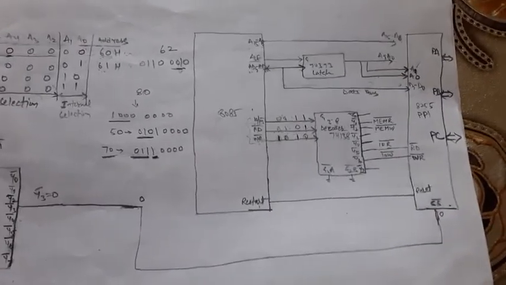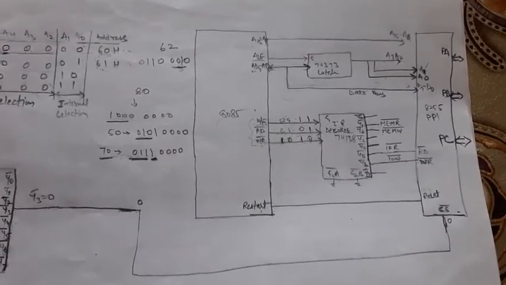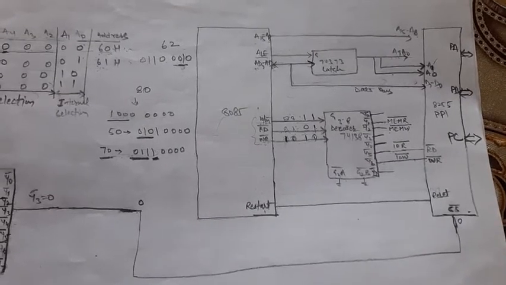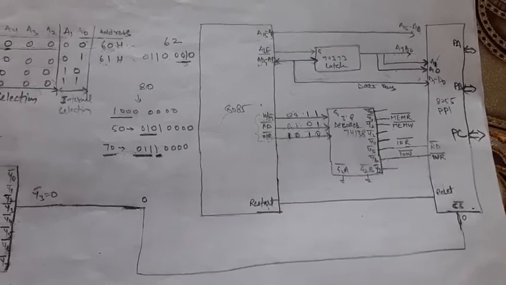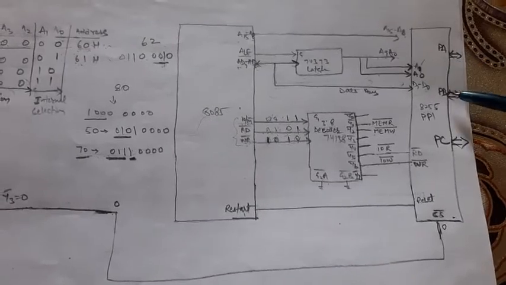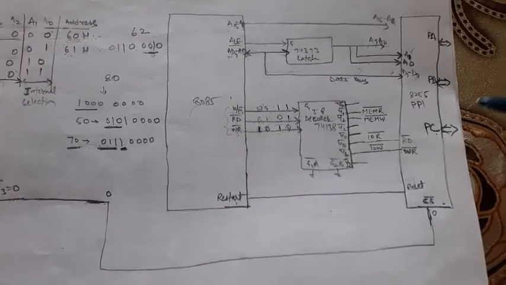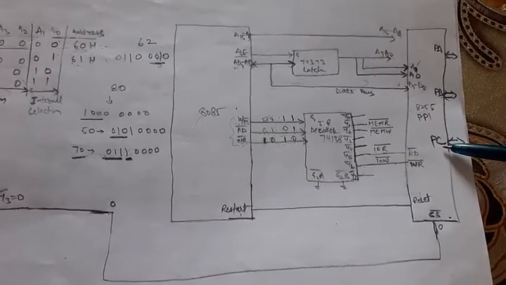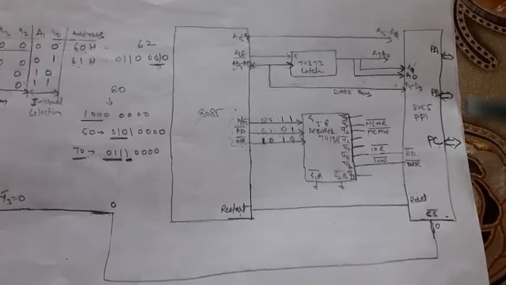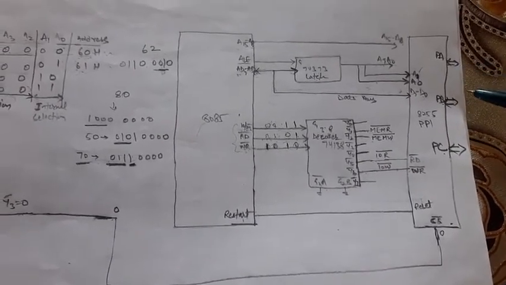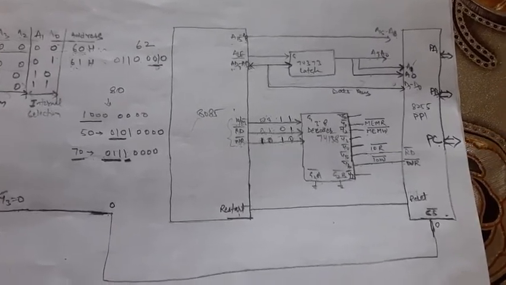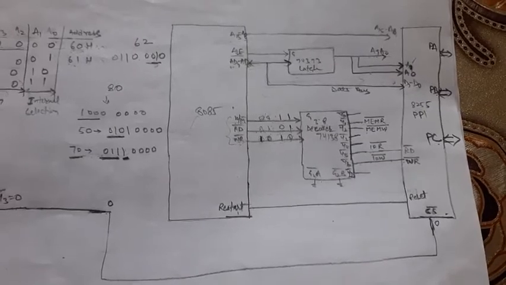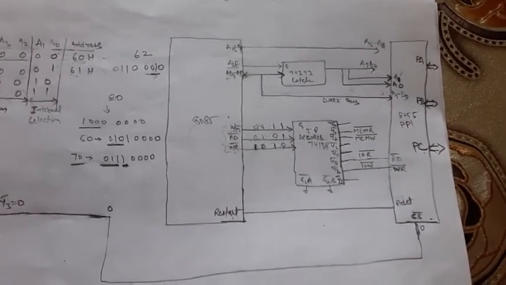The 8255 is an interface between microprocessor and IO devices. This 8255 has three ports: port A, port B, and port C. These ports are bidirectional and are 8-bit ports. These ports are connected with the IO devices, either input devices or output devices, for the purpose of data transfer. We have discussed this in the architecture lecture of this 8255.